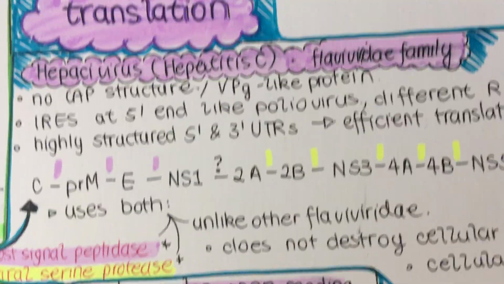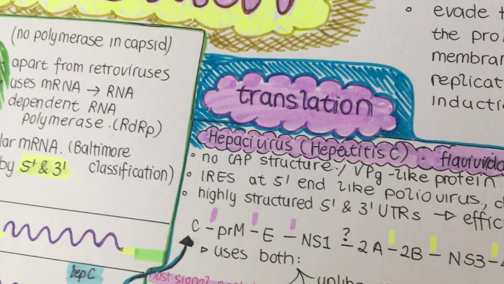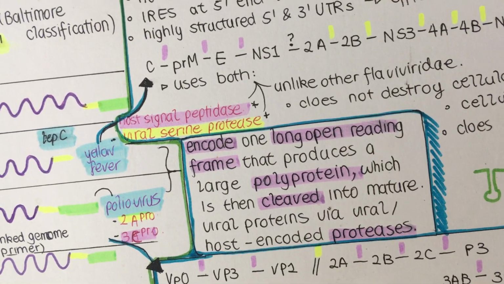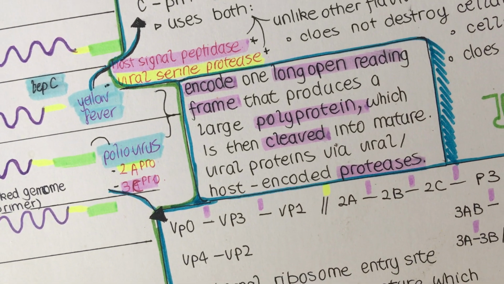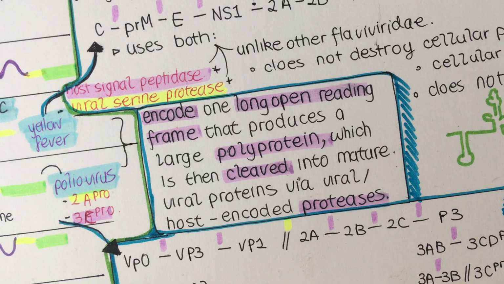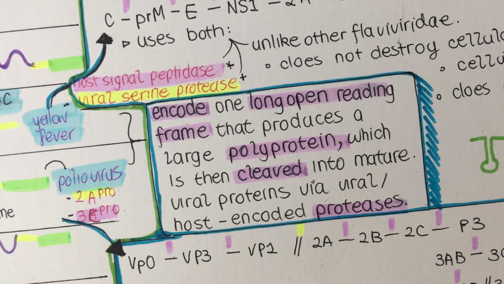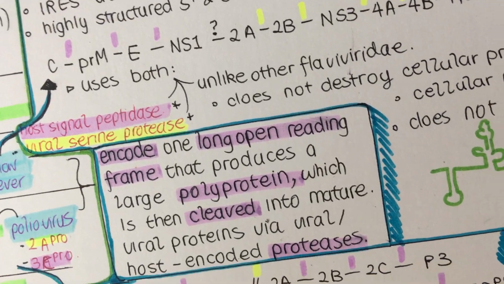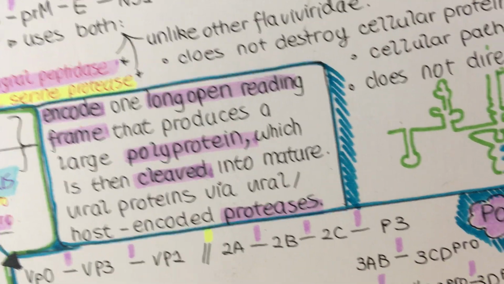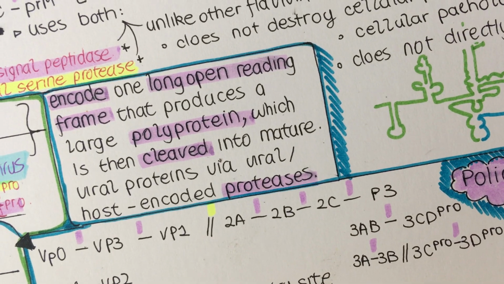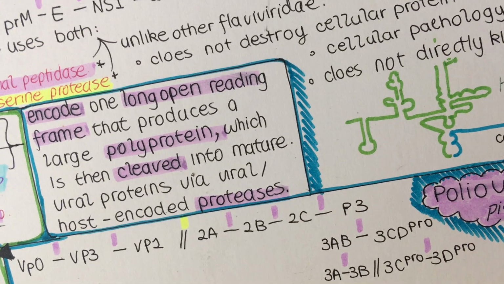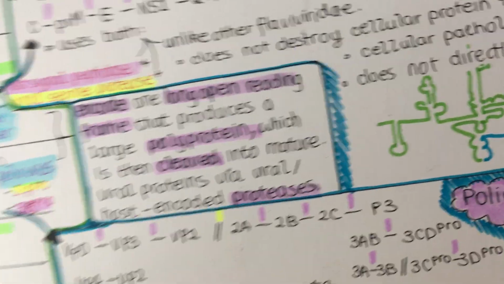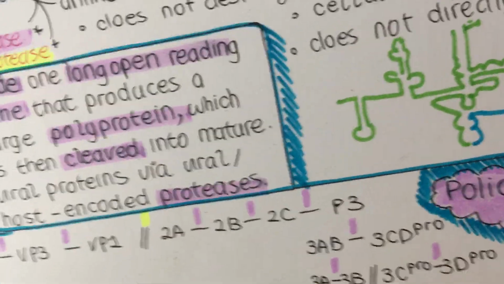Okay, so hepatitis C does not have a cap structure, which is interesting, or a VPg-like protein. It has an IRES, which is known as an internal ribosome entry site, at the 5' end. It also has highly structured 5' and 3' untranslated regions for efficient translation. It does not destroy the cellular protein translation machinery. The cellular pathology is negligible, and it does not directly kill infected hepatocytes.